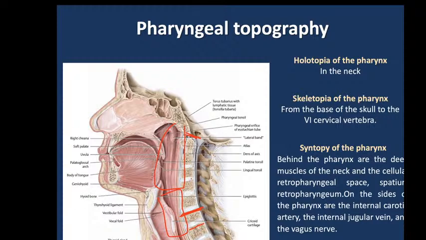The syntopy. Behind the pharynx, we could find muscles, and on the lateral side we could find some big vessels like carotid arteries and internal jugular vein, as well as the vagus nerve. That is a combination of three important structures coming through the neck.